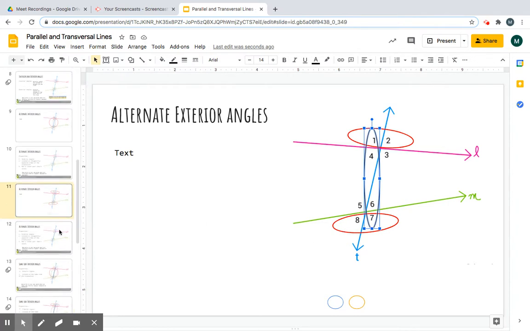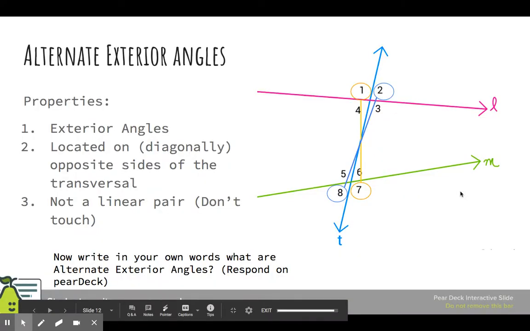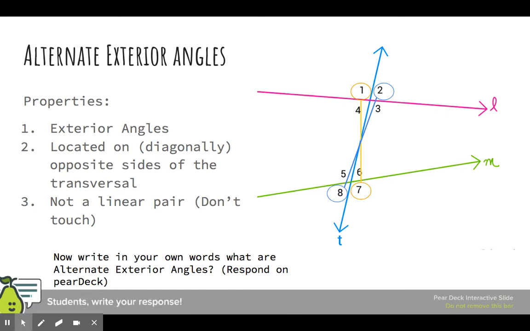So let's go ahead and write the definition. Alternate exterior angles, from the name, have to be exterior angles, right? So they're outside of the two lines. And as we mentioned, they have to be located on diagonally opposite sides of the transversal. As you can see here, opposite sides of the transversal, the blue line. Again, we can think of it that they cannot be touching. They are not a linear pair.